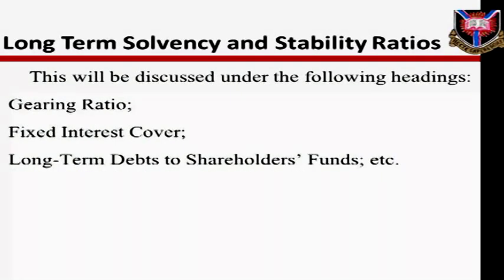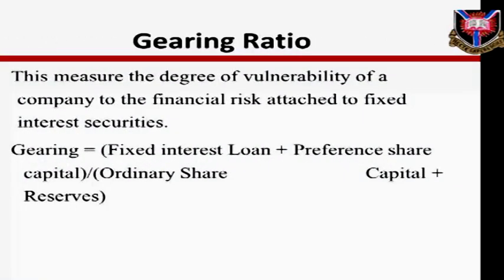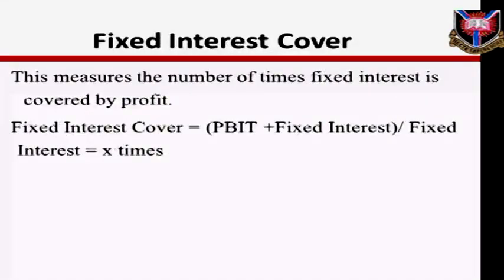Long-term solvency and stability ratios. Gearing ratio. This measures the degree of vulnerability of a company to the financial risk attached to fixed interest securities. Gearing equals fixed interest loan plus preference share capital over ordinary share capital plus reserves. Fixed interest cover. This measures the number of times fixed interest is covered by profit. Fixed interest cover equals EBIT plus fixed interest over fixed interest.